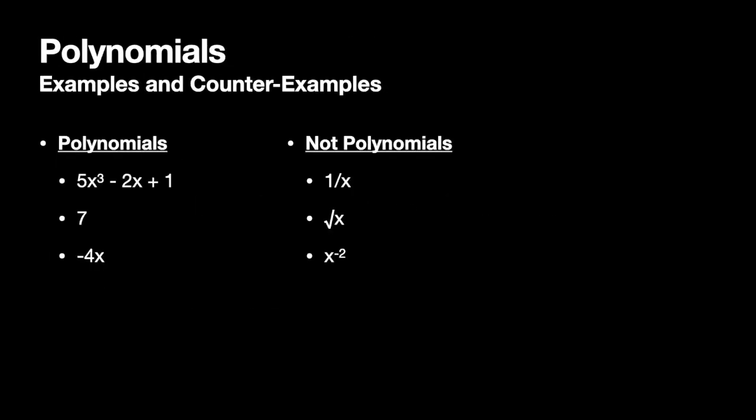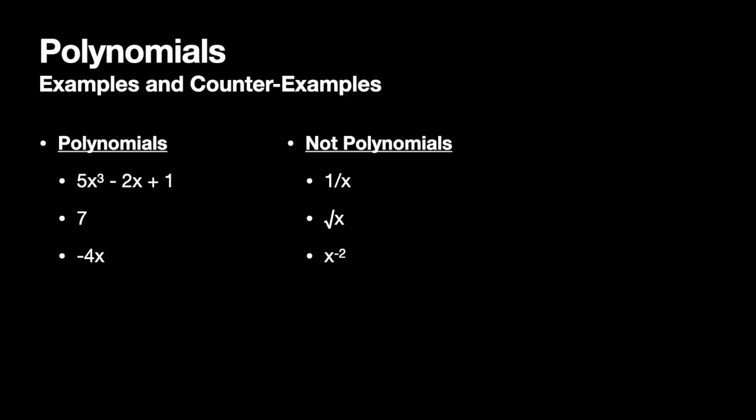So here are some examples and counterexamples of polynomials. Notice that in the polynomials, there are no fractions involving x, there are no square roots of x, and there are no negative powers of x. And these restrictions are very important to be able to classify polynomials correctly.